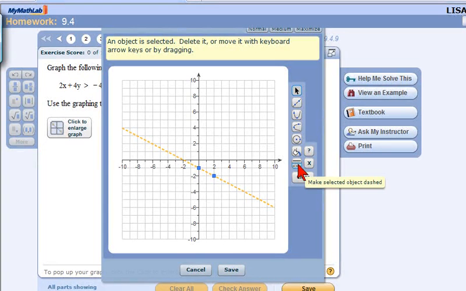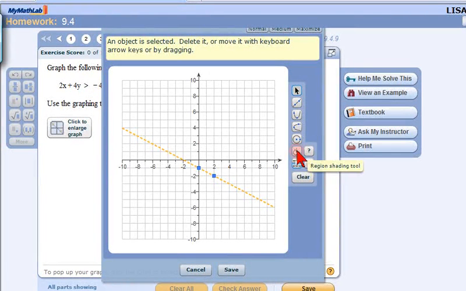Y'all told me in class that it was going to be a dotted line because it was strictly a greater than symbol, and it was going to be shaded above. To shade in this, you're going to use the little paint bucket. You've probably all used programs sometime that have used the little paint bucket.